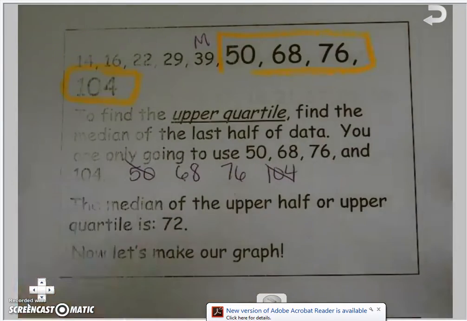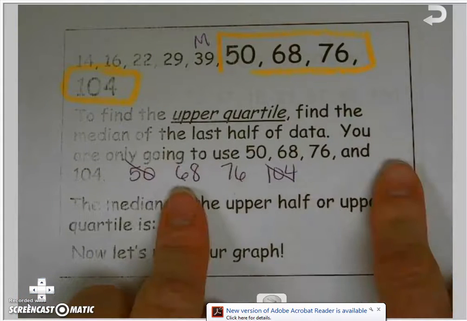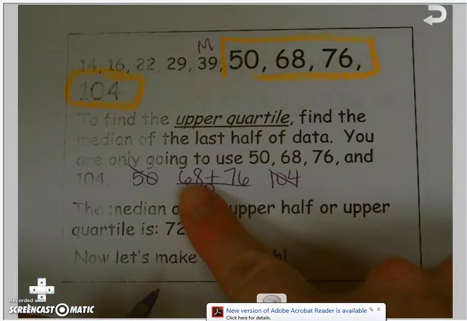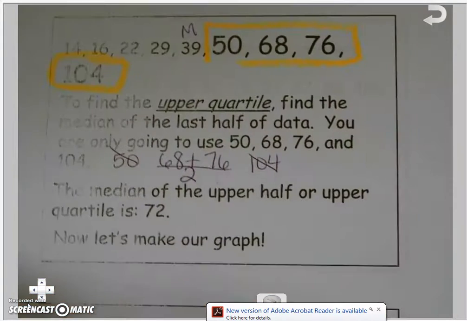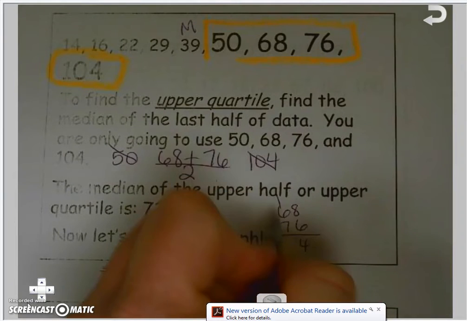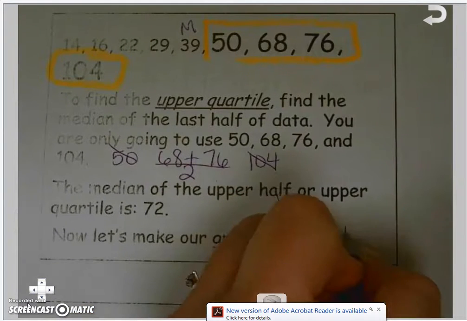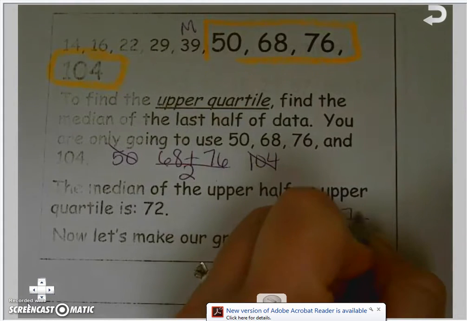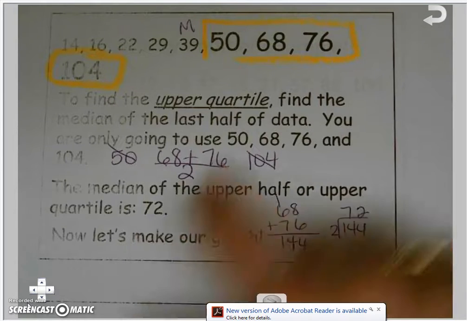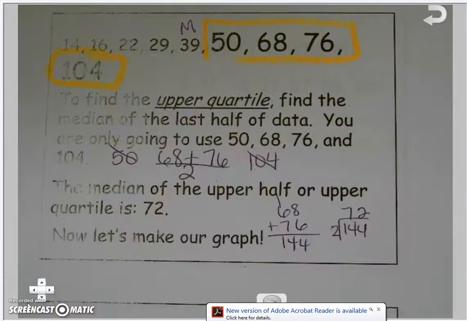So you can either literally start counting from 68 and 76 until you get to the middle, or you can add them together and divide by 2. 68 plus 76 would be 144, and then if I take 144 and divide it by 2, I get 72. So 72 would be our upper quartile, or the median of the numbers higher than our first median.